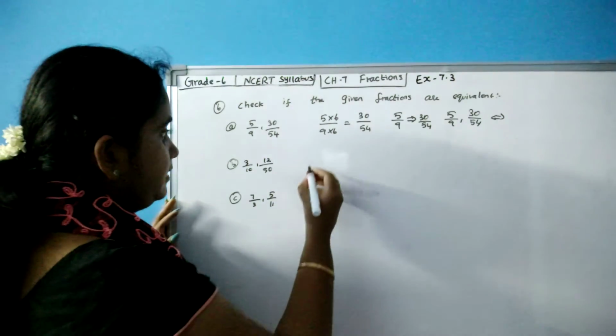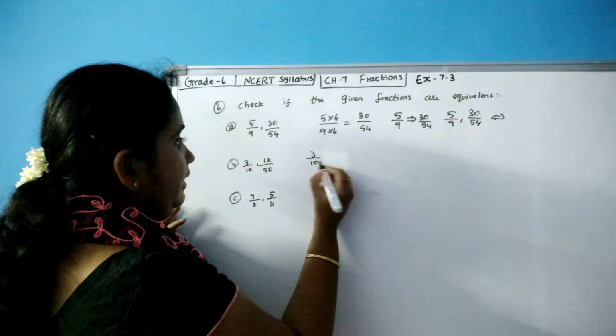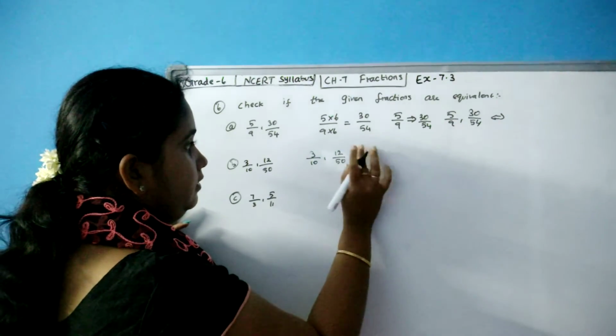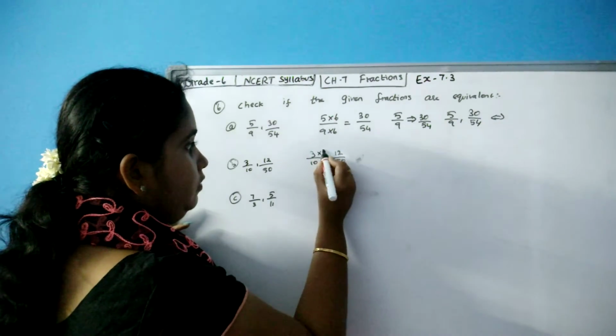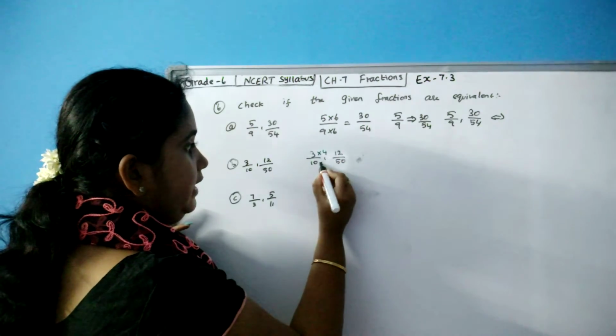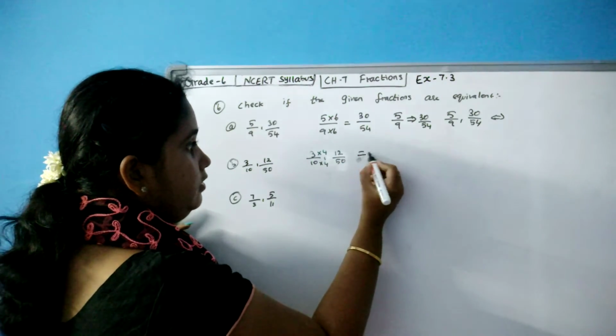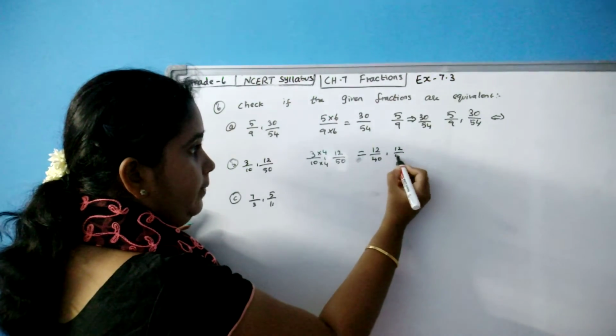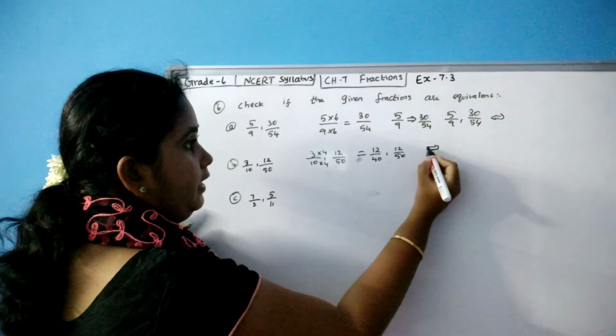Next see this sum. 3 by 10, 12 by 50. Now take 3 into 4 gives you 12. 10 into 4 gives you 40. So 3 into 4 gives you 12, 10 into 4 gives you 40. But here you have 12 by 50. So they are not equivalent.